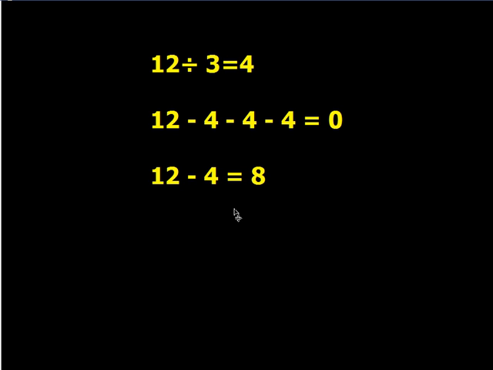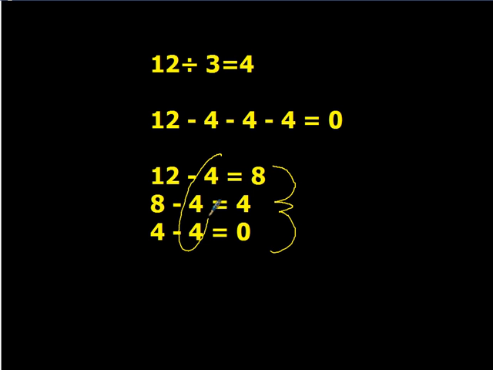12 minus 4 equals 8. 8 minus 4 equals 4. 4 minus 4 equals 0. And at this point, we can once again note on the side that we've taken away the number 4 three times.